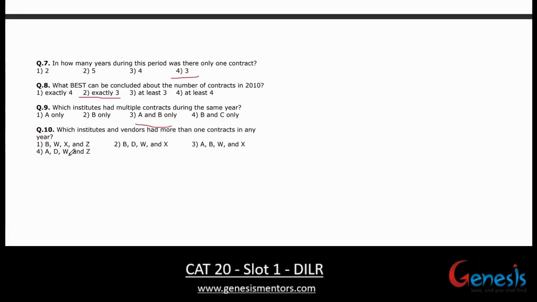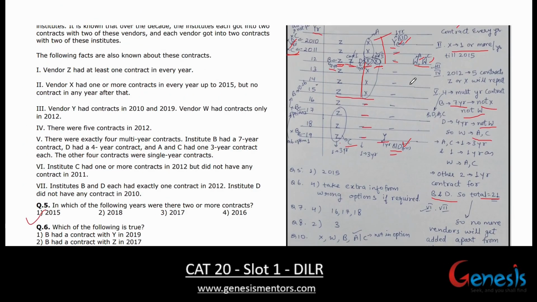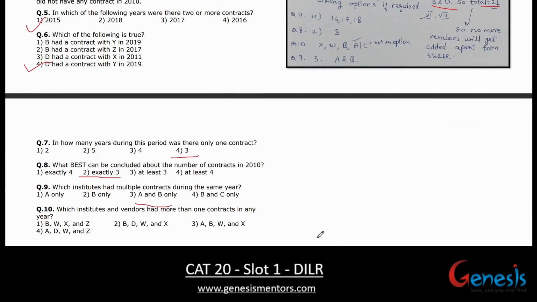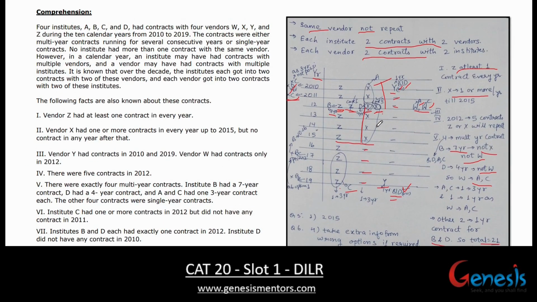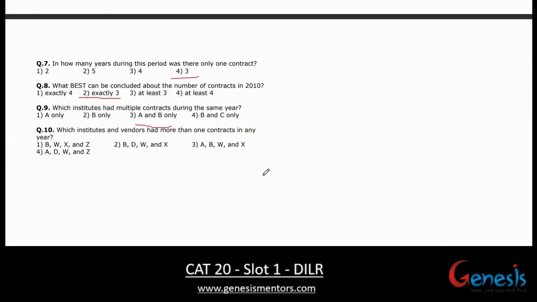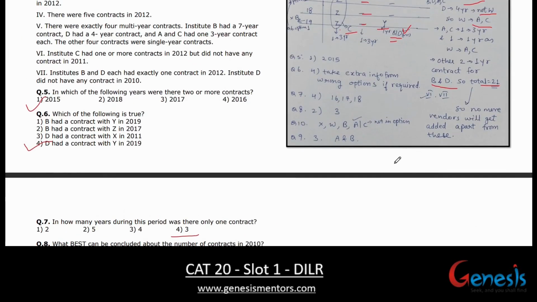Next question, which institutes and vendors had more than 1 contract in any year, in any year. So we just checked in question number 9, A and B will definitely be there, right, okay. So with A and B, W will also be checked, we have checked that W is also there, right, so W is also there, so X should be there, multiple, yes, so we have already seen that there should be 2 X in 2012, right, so A, B, W, X, so correct answer option is this. So we are done with this question.